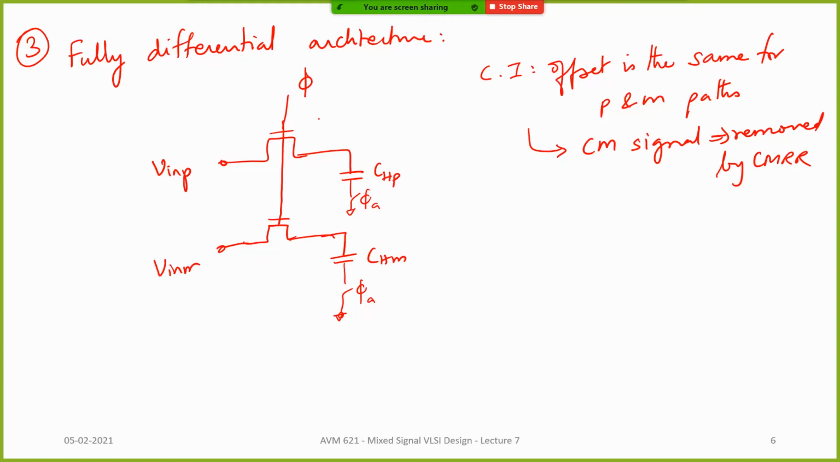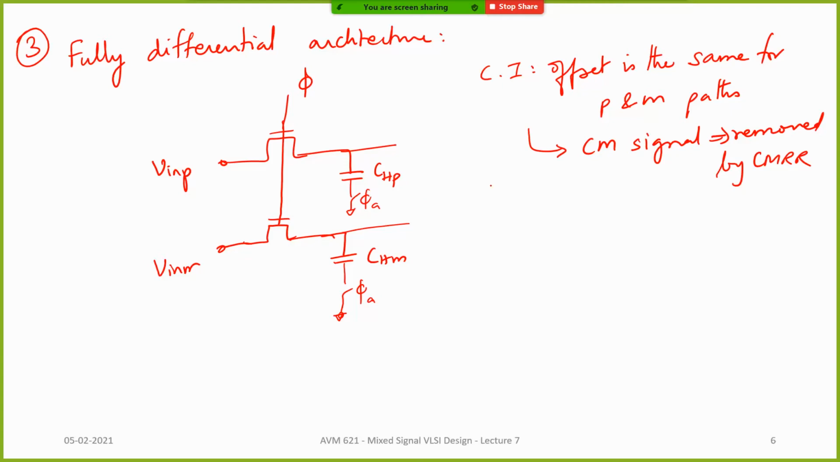But if you use bottom plate sampling plus differential architecture, or if you use gate boosted switches or bootstrap switches with differential architecture, where you have a constant delta V naught added to your capacitor or your hold voltage, then it becomes a common mode signal, and the next stage is basically going to be a fully differential amplifier, where the common mode components are going to get rejected by the CMRR of your amplifier.